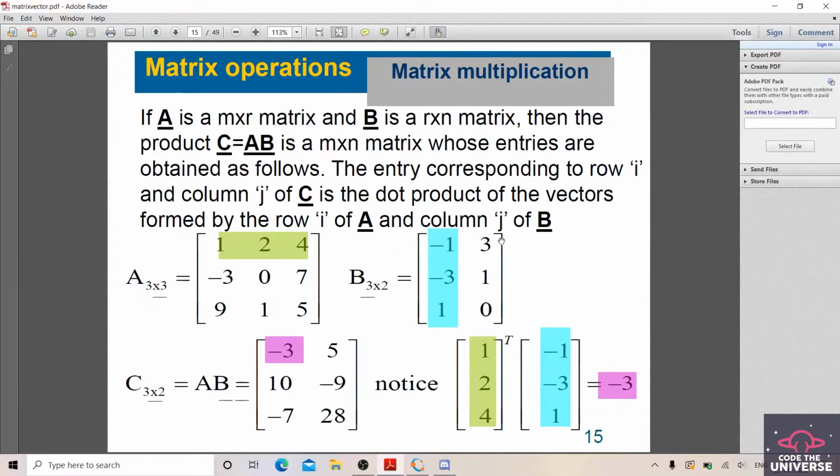For that, I'll be taking the second column of B and the first row of A, and then this 1 into this 3, this 2 into this 1, and this 4 into this 0. Again, I'll summate all that stuff, and that will be my second element. All right. So that is pretty much how matrix multiplication works.